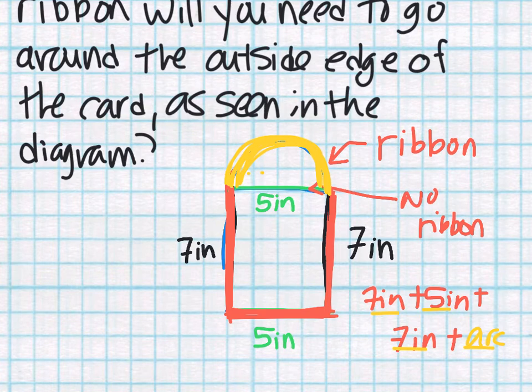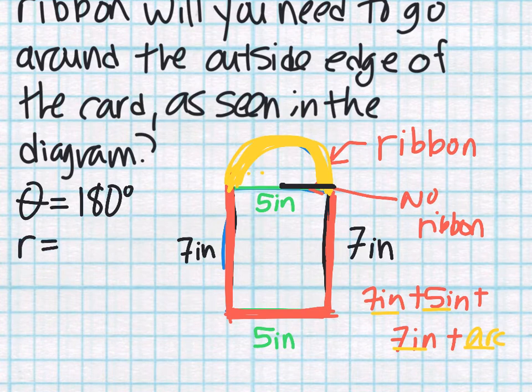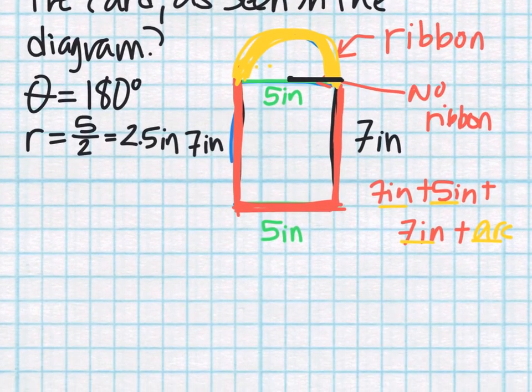So I said earlier, this is a semicircle. How many degrees are in a semicircle? 180 degrees. What is our radius here? So if this is a circle, what is this radius? Well, the radius is half of the diameter, so it's going to be 5 inches divided by 2, which is 2.5 inches. So now I've got everything that I need to plug in to my formula.